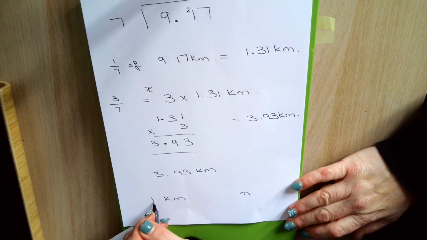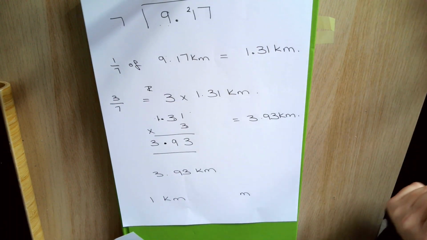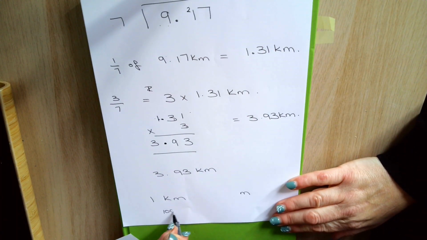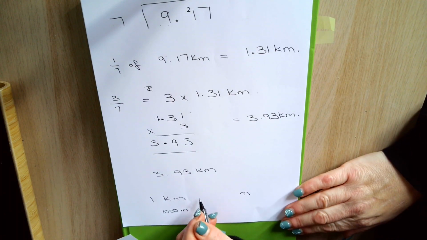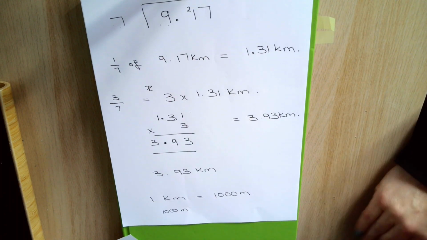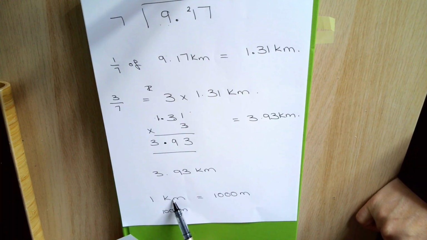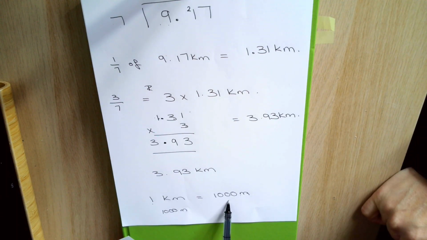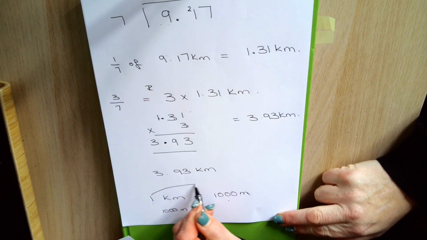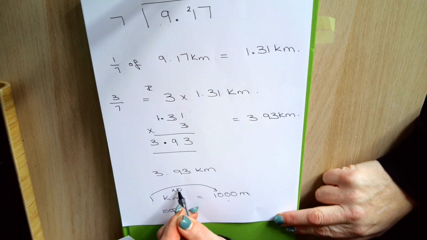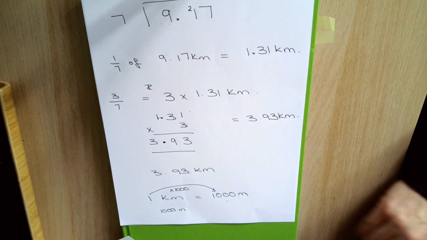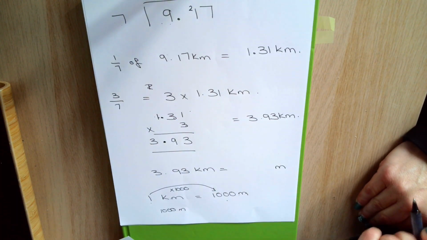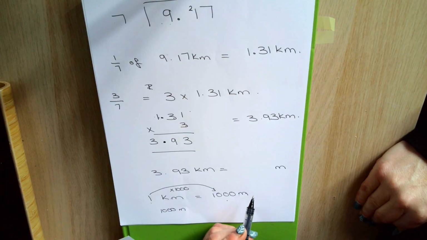Well, we know that 1 kilometre, remember we talked about that kilo. Kilo means 1,000. So kilometre means it's 1,000 metres. So 1 kilometre is 1,000 metres. So to go from kilometres to metres, look at the numbers, we've gone from 1 to 1,000. So that means we multiply by 1,000. So therefore, 3.93 kilometres is equal to, well, how is that in metres? We multiply that by 1,000.